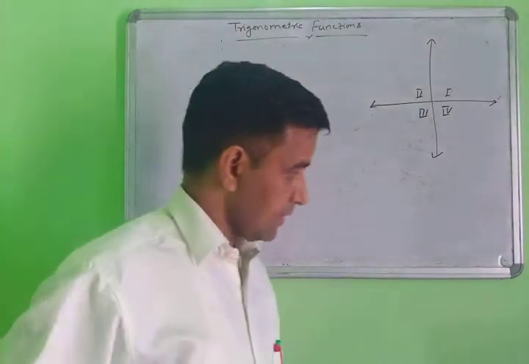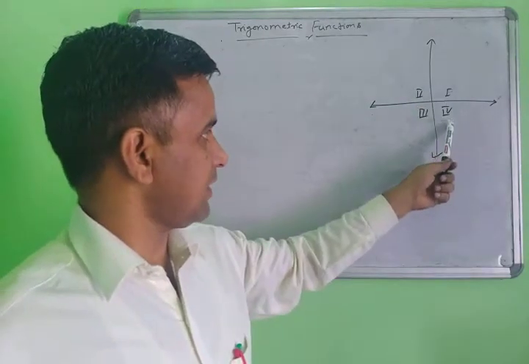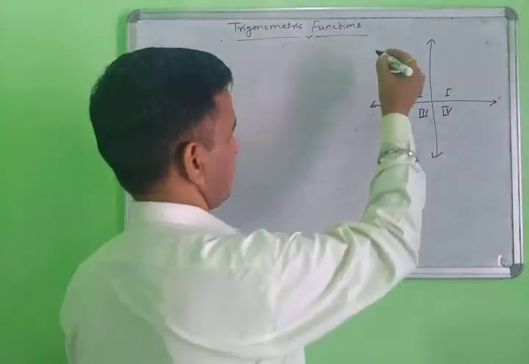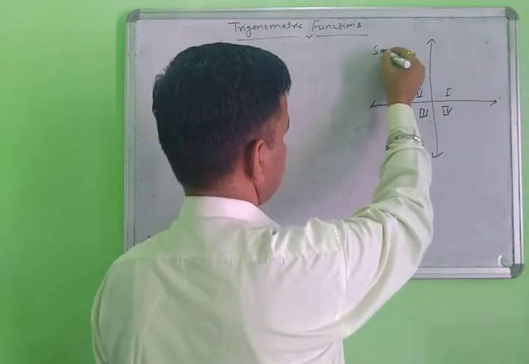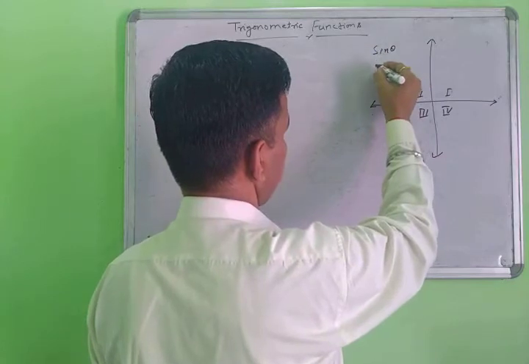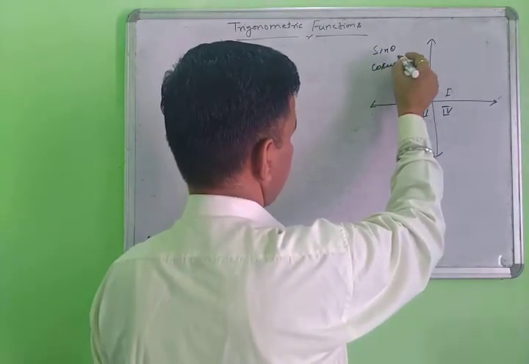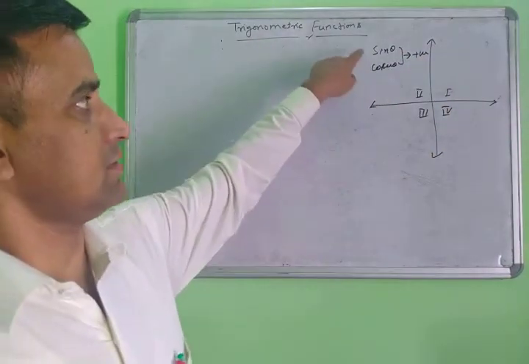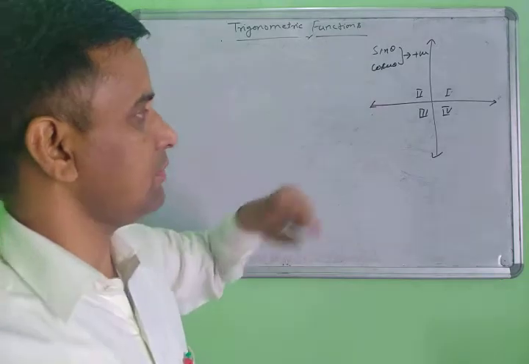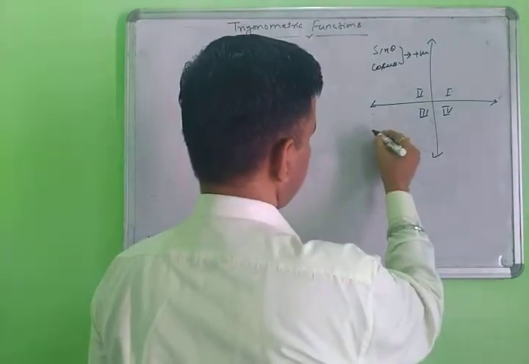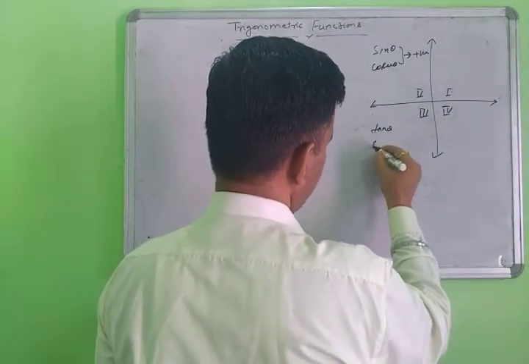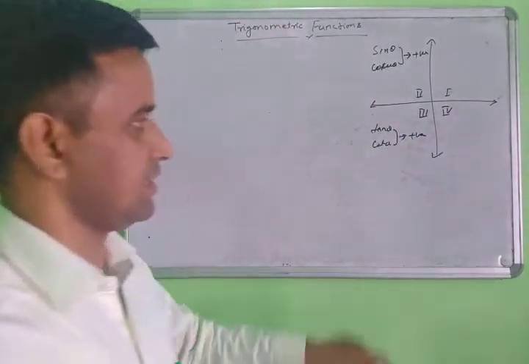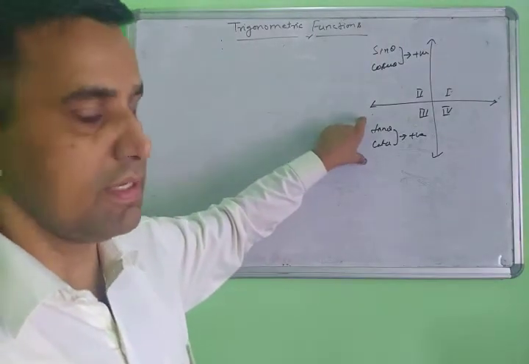Yes, students. First and fourth is completed. Left here, second and third. Now look here, second quadrant. In the second quadrant, sin theta and cosec theta will be positive, and the rest will be negative. Same thing here: tan theta and cot theta will be positive, and the rest will be negative. Tan and cot here positive, and the rest will be negative.